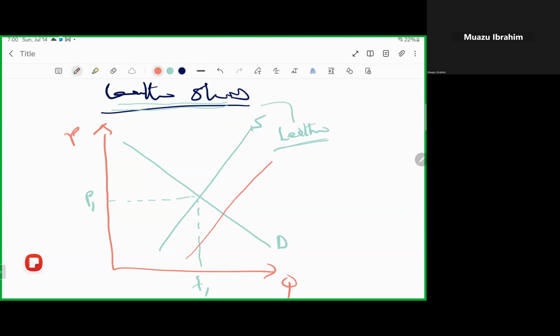So this is the new supply curve for leather, and this would be the quantity supplied. Because we are now producing more, the price will fall. So in the interim, you will have a decrease in the price of leather and an increase in the supply of leather. Now, this is the leather market.